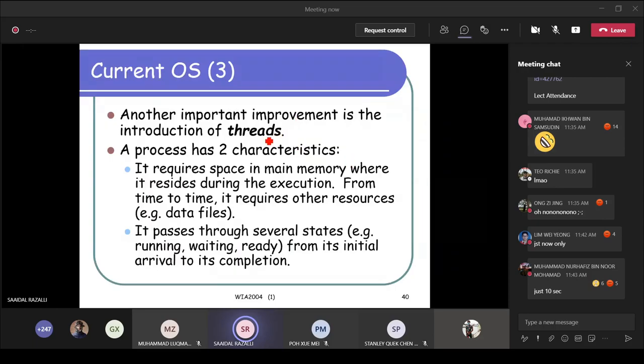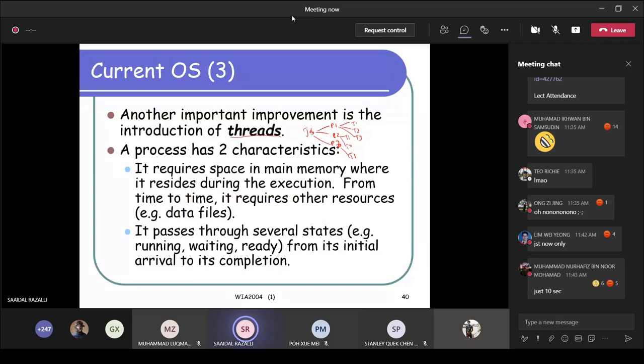Another important improvement is the introduction of threads. A thread is the smallest unit. You have a job here, and you have process one, process two, and process three. Each process you can classify into thread one, thread two, thread three, and so on. So a thread is the smallest unit between the job, process, and threads.